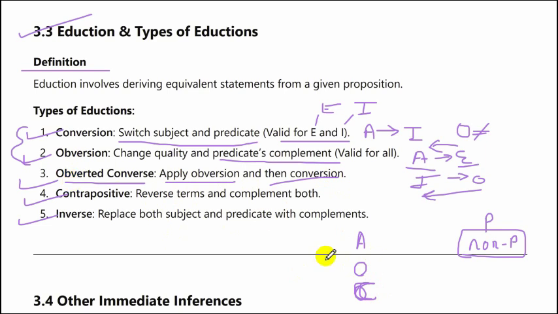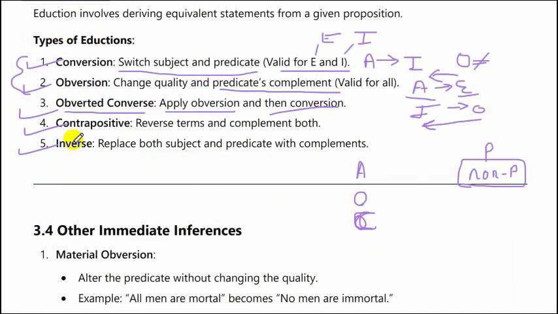The first word is obverted, so O, then conversion, C. I hope obverted converse is simple, because once you know the first and the second one, it is very simple. A's obverse is E, and E's converse is E only. Maybe going forward I'll show an example of each of them.